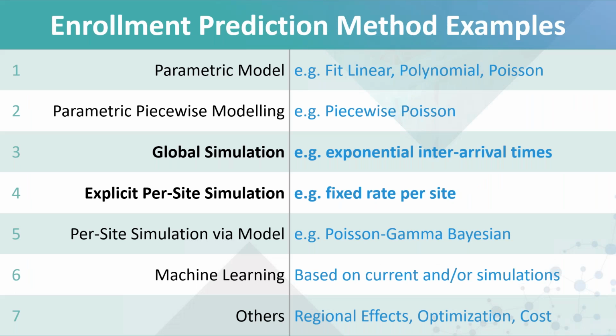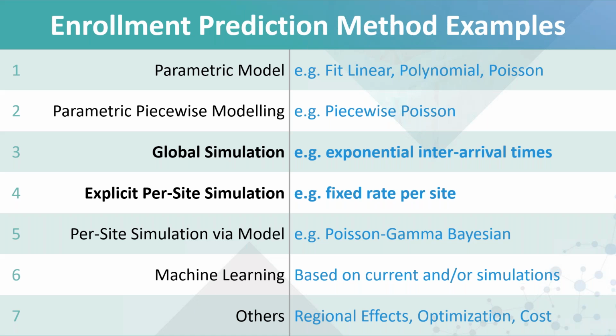Just to mention that when we're talking about prediction, there's a whole suite of different ways that you could do this. You could just use a classic linear fit, take the recruitment so far and draw a straight line through it, or fit a polynomial to it, and then take that as a fixed parameter estimate. There are piecewise models that you can use, like the Poisson. You can slot things into an equation, for example.